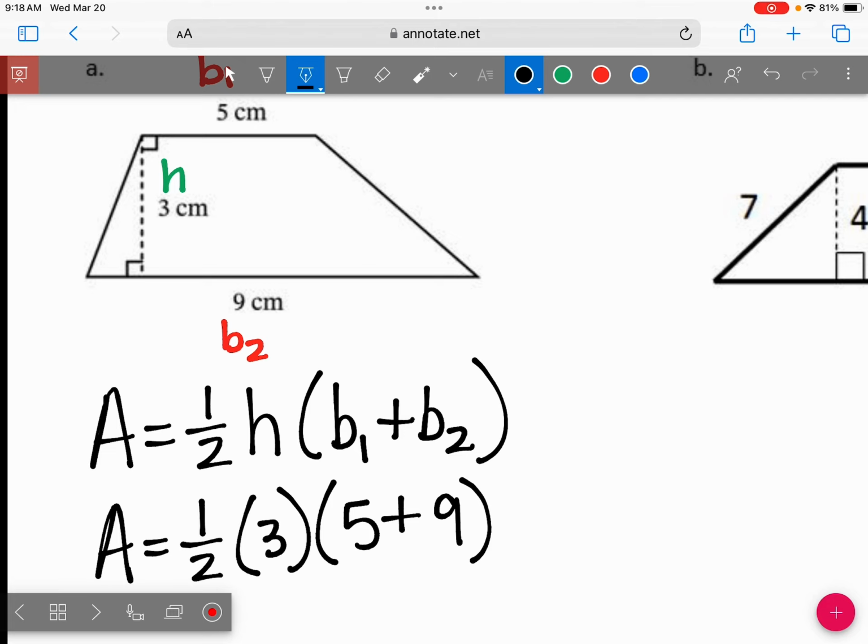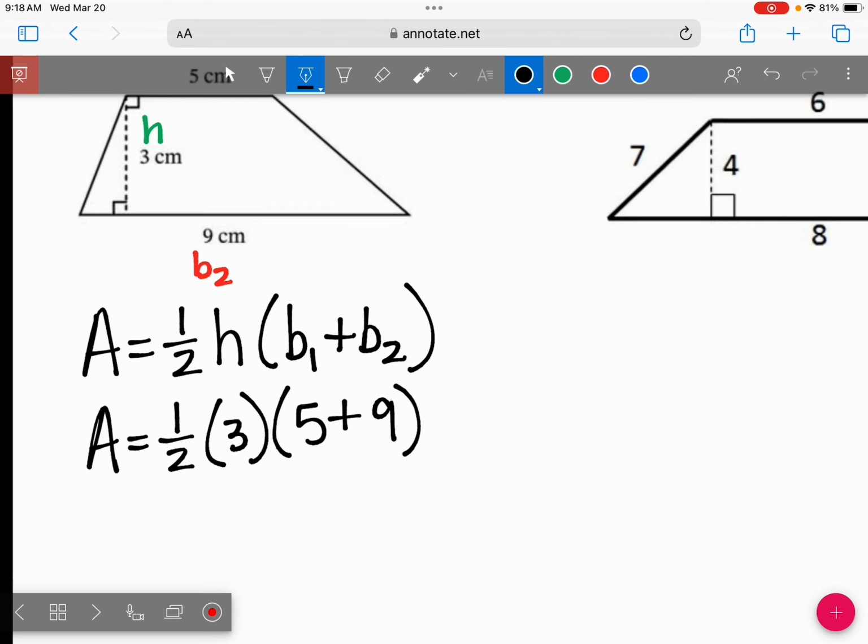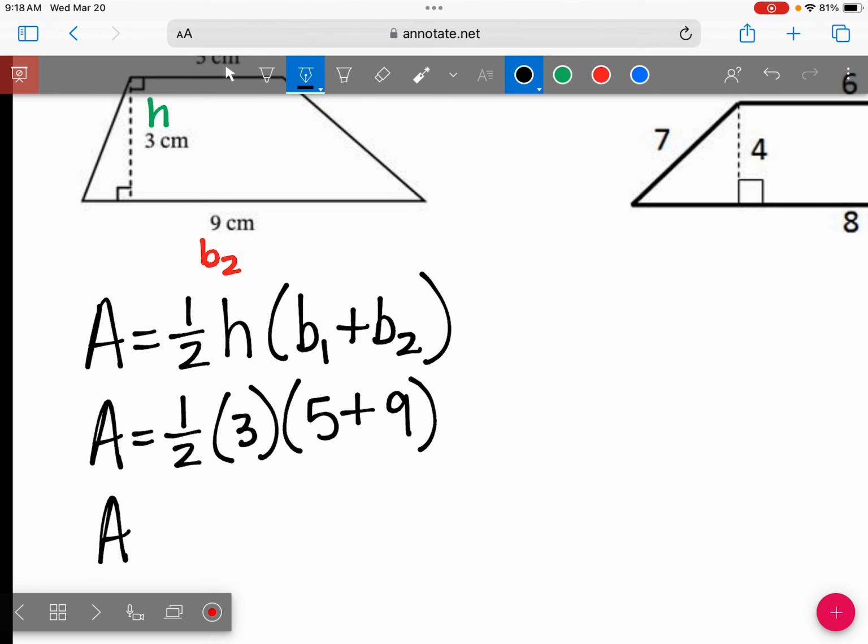Okay, I got 21, but that doesn't look right. Is that what you all got? Did you get 21 too? Okay, good, that's right. So the area would be 21, and then it's centimeters squared.